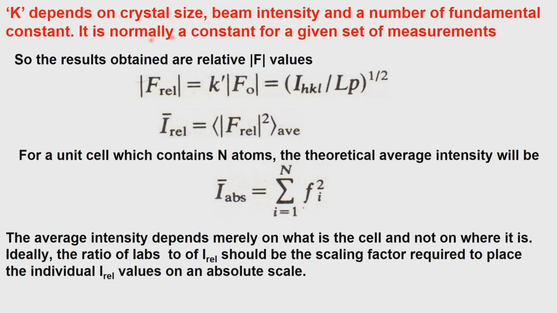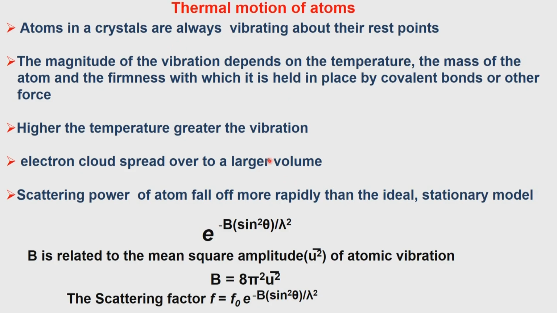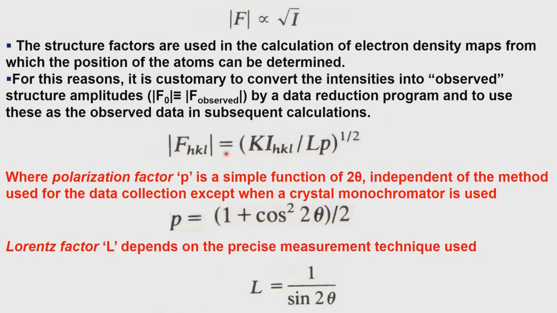Now, K depends on the crystal size, the beam intensity, and a number of fundamental constants. It is normally a constant for a given set. That is the proportionality K we are talking about here, which depends upon the way in which we collect the data. So, effectively we have to treat the intensities and make the corrections associated with the Lorentz and polarization factors before we process it further. This whole processing of the data depends upon various issues.